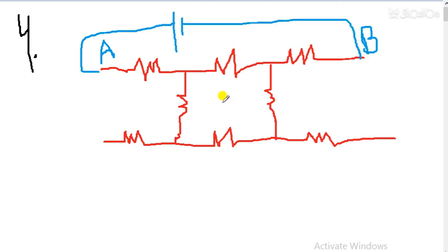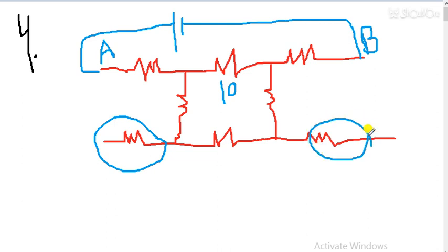So that means all the resistances have value 10. Then this resistance and this resistance are not included in the circuit because these are open circuit. Current will not flow in this direction, because it does not have any return path.